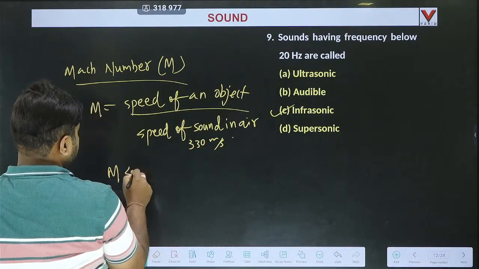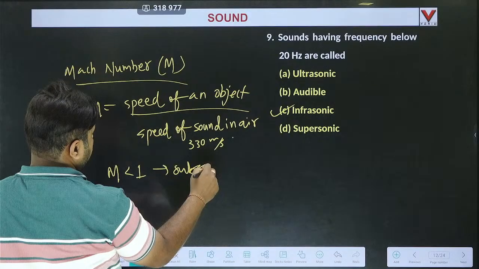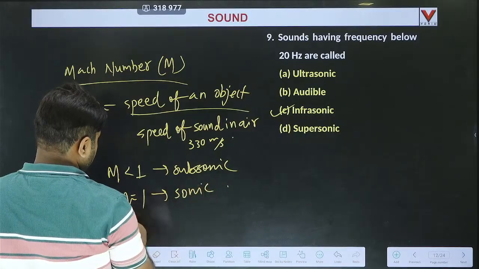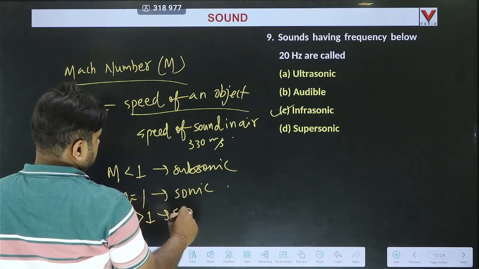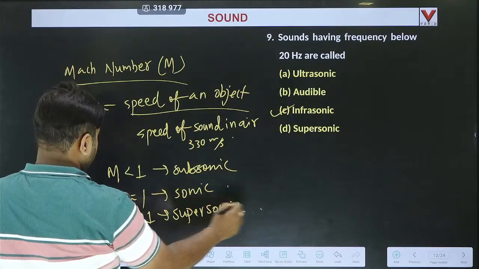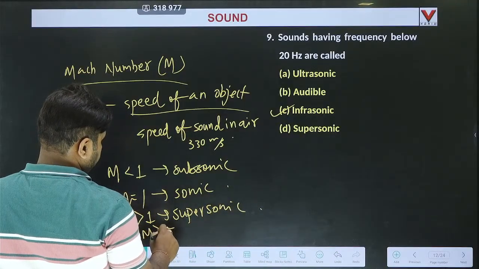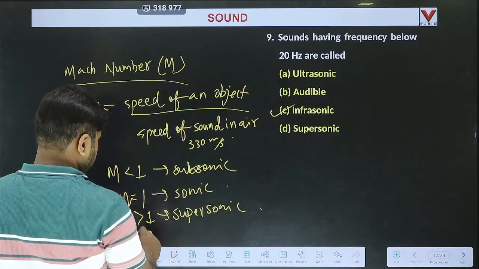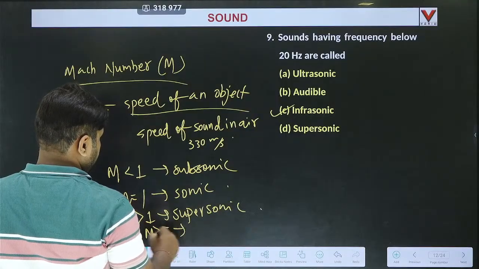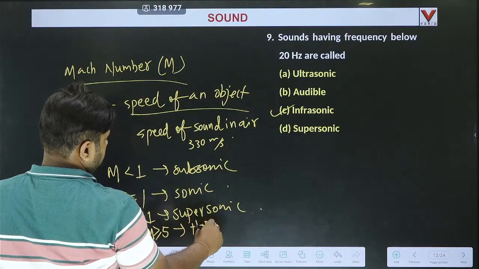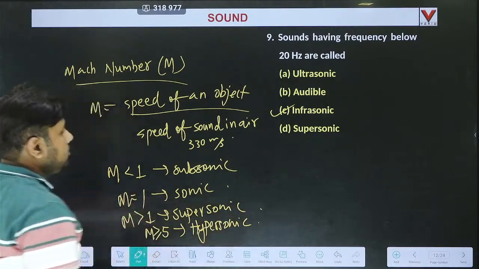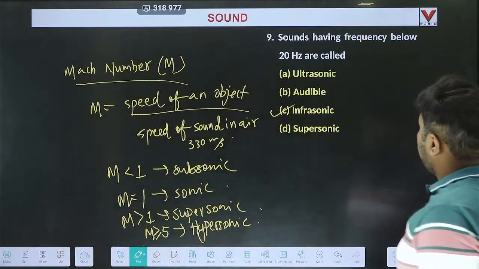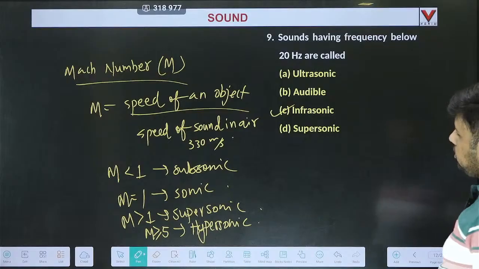So if Mach number is less than 1, it is called subsonic. Mach number equal to 1 is sonic speed. Mach number greater than 1 is supersonic. Mach number greater than or equal to 5 is called hypersonic. So this is how the classification goes here.